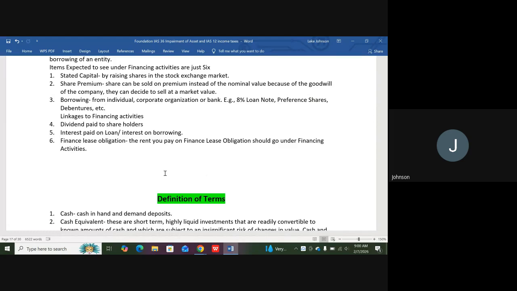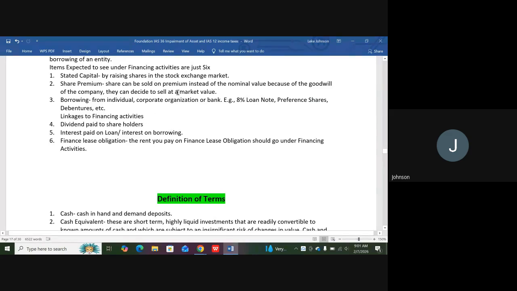So now we've looked at how to raise money, right? We've looked at borrowing. You can raise money by issuing loan notes, preference shares, debentures, etc. Now, what are the linkages to all these things? Because we borrowed money, what is the implication on our finance? We need to pay these people interest, right? So when we raise money from shareholders, we must pay dividends to them. We must also pay what we call interest to the people that lend us money.